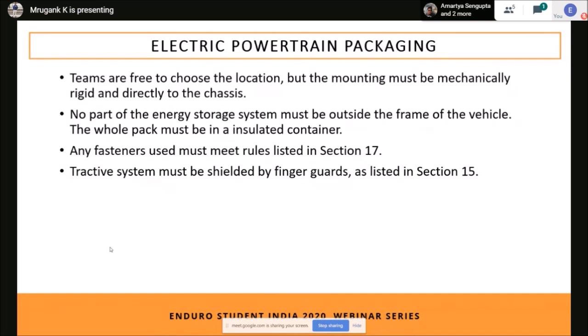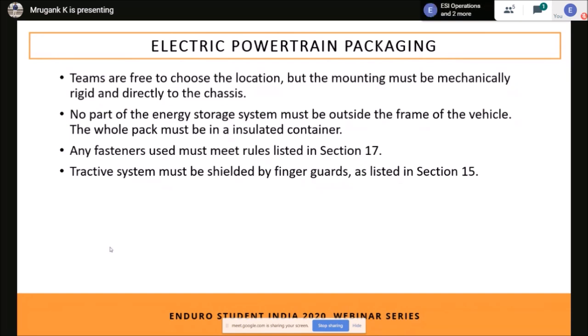As Mugant mentioned earlier, there must be a rigid cover on the tractive system that is accessible from three sides. Any rotating component in the tractive system, whether it's a chain drive or a gearbox or a CVT, anything of that sort, must have a finger guard similar to what is present in the gearbox rules.